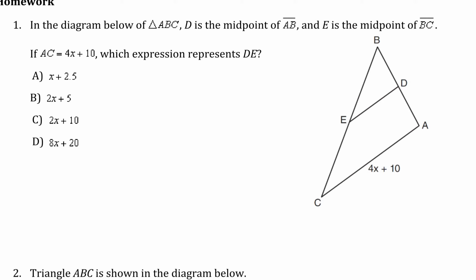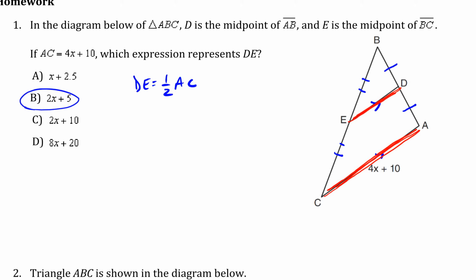So in number 1, it tells us that we have a triangle. It says that point D is the midpoint of AB, meaning these two get cut in half. And E is the midpoint of BC, meaning these two cut in half. Well, that tells us that this is a mid-segment. So if we look at the two lines, ED and AC, they're going to be parallel to each other, and one of them is going to be half of the other. So I know that DE is equal to half of whatever AC is. So it tells us AC is 4x plus 10. Half of that is 2x plus 5.